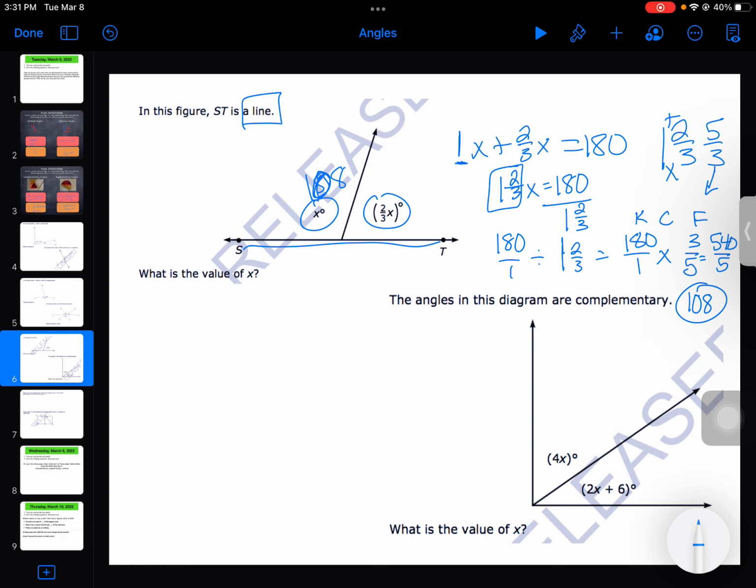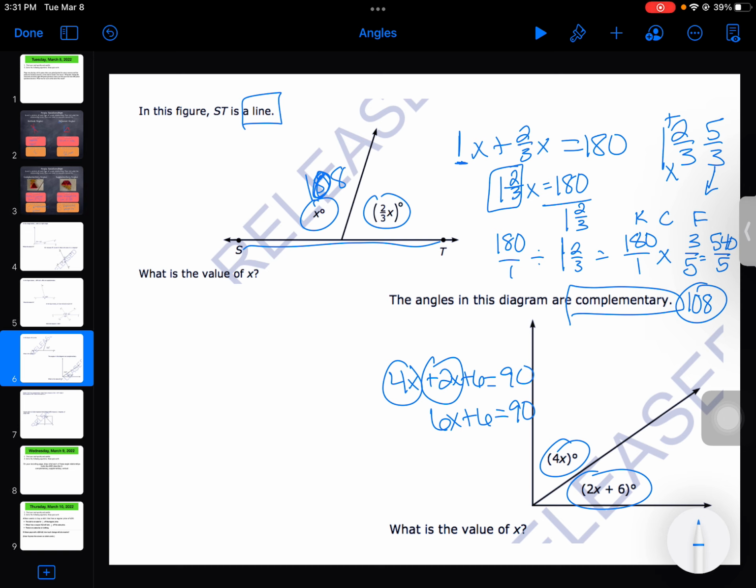So for the bottom one, I know that these are complementary. That means they equal 90. And again, I don't have an angle measurement, so I just have to add these two expressions and solve it. So I know that these are like terms. 6x plus 6 equals 90. If I solve my equation, I get x equals 14.